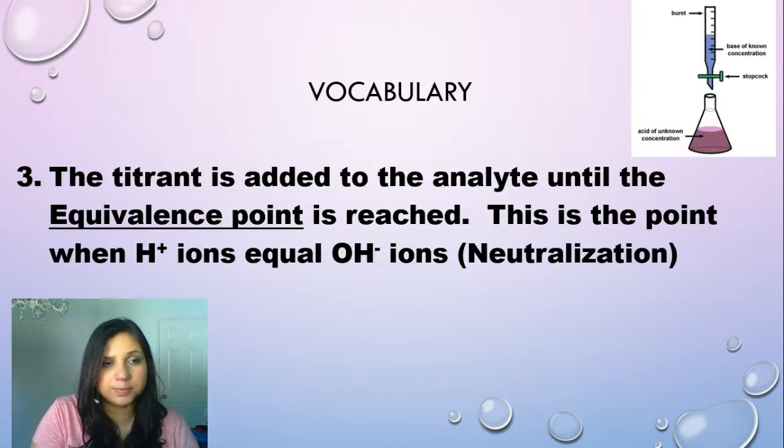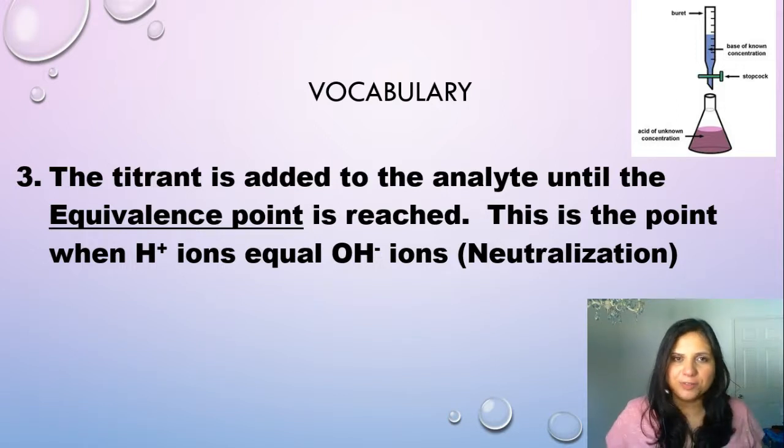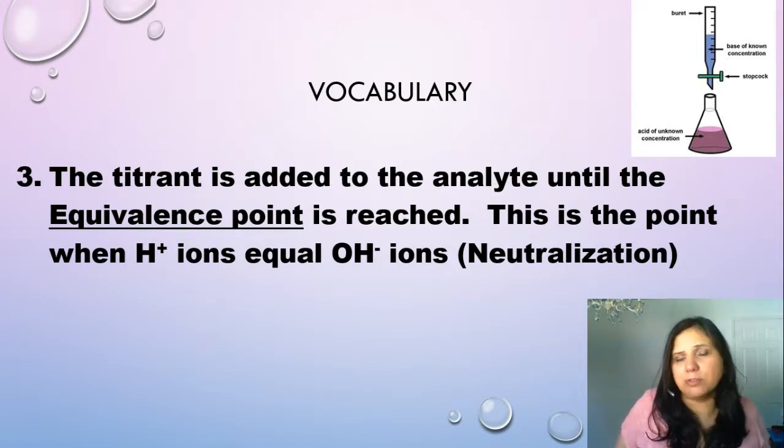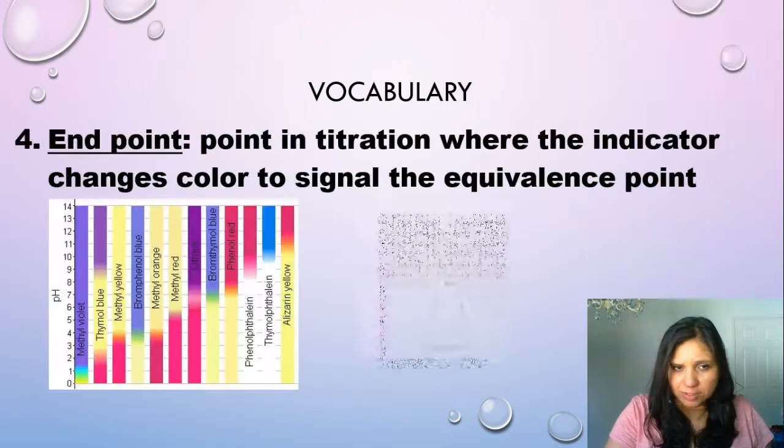All right. So number 3, the titrant is added to the analyte until it's reached what we call the equivalence point. The equivalence point has the word equal in it because two things are equal. That's the number of hydrogen ions and the number of hydroxide ions. This is where neutralization takes place, when all of the hydroxide ions cancel out all the hydrogen ions and form water to make it a neutral solution.